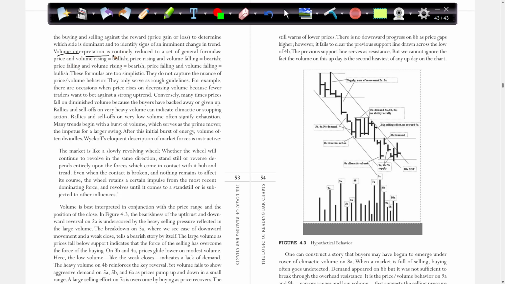Volume interpretation is routinely reduced to a set of general formulas. Price and volume rising is bullish. Price rising and volume falling is bearish. Price falling and volume rising is bearish. Price falling and volume falling is bullish.